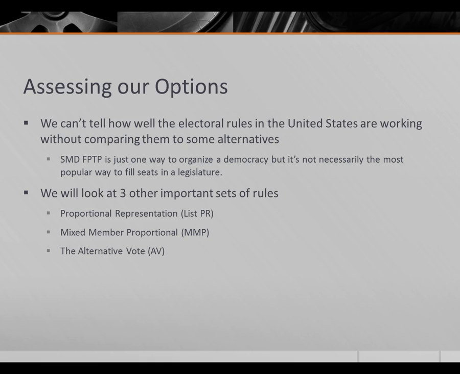Most countries choose some form of proportional representation. We're going to look at three other important sets of electoral rules: proportional representation, sometimes abbreviated as list PR, mixed member proportional representation, MMP, and the alternative vote. Now, these are just three of a very large and dizzying number of electoral systems across the world, but again, the purpose of this lecture is just to give you a flavor of what the main alternatives are, not to give you an overview of all possible electoral systems to which we could compare the United States.